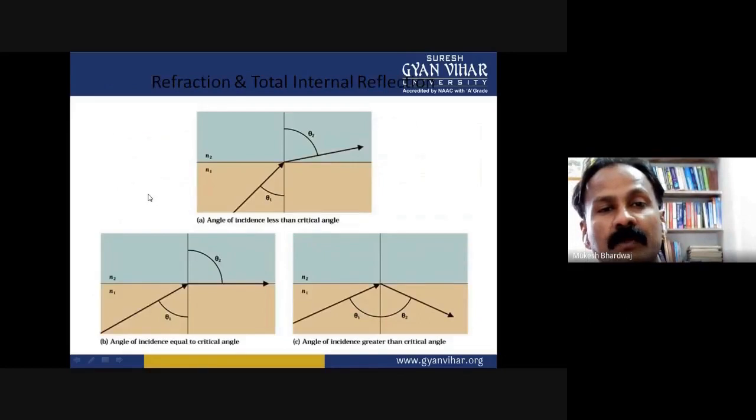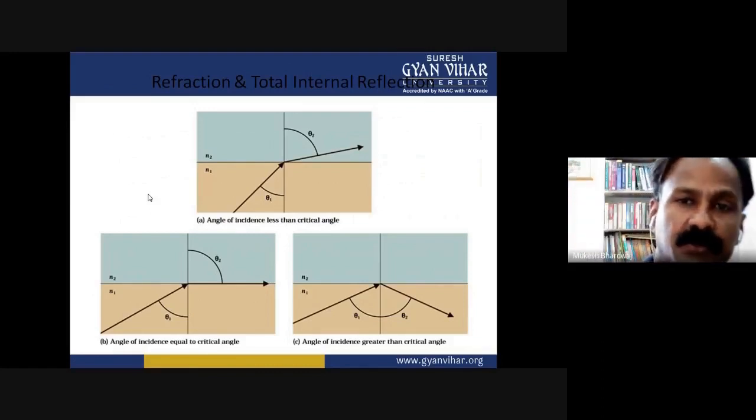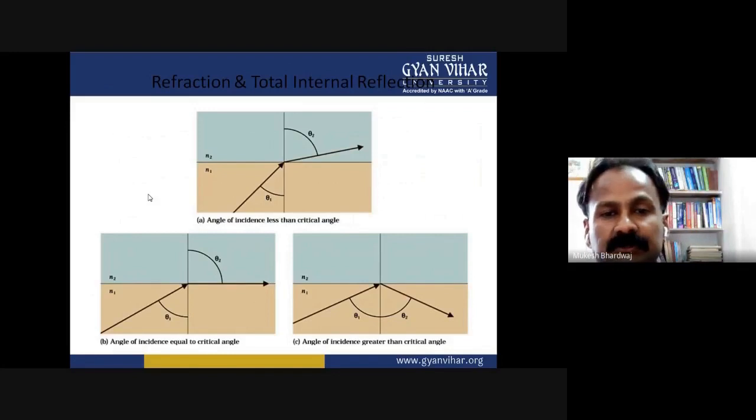Next, refraction and total internal reflection. The phenomena of refraction and total internal reflection are shown in the slides. Angle of incidence less than a critical angle. In the second diagram, angle of incidence equal to the critical angle. Angle of incidence is greater than a critical angle.